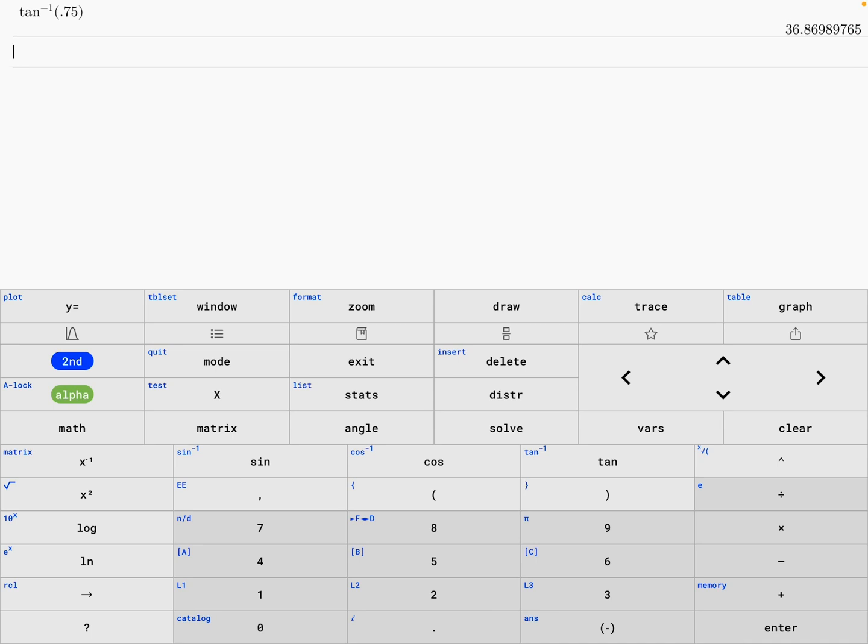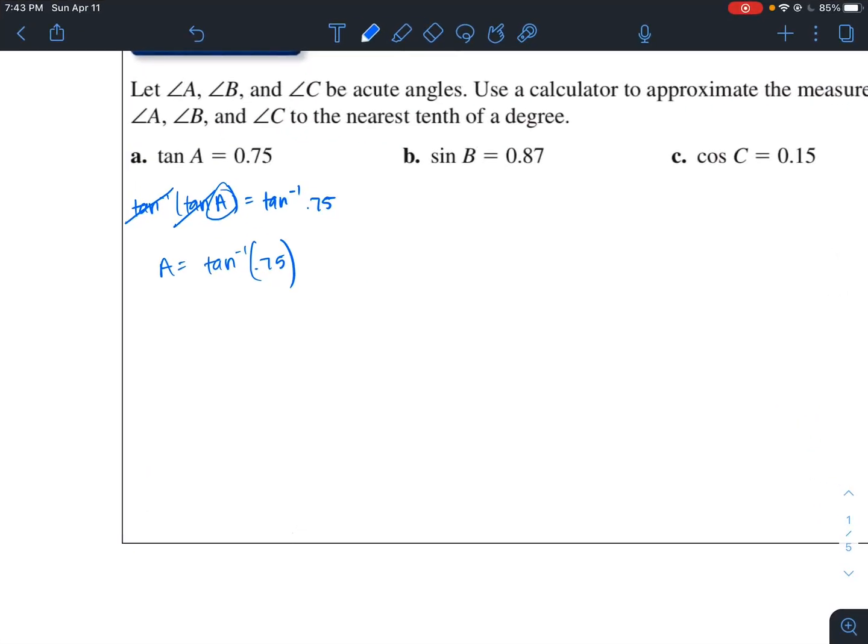I'm going to call the measure of angle A 36.9. So A is equal to 36.9 degrees, because it would be degrees. Okay, let's go on to the next one.